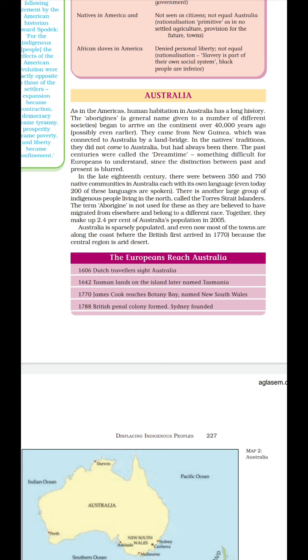One of the native groups identified was called Torres Strait Islander, and they lived in the northern part of the continent. If we talk about its population in 2005, its population was 2.4%. Clear? So Australia is mostly populated along the coast, and even now most of the towns are along the coast. Why? Because the center part of Australia is arid desert, that is, a dry area.